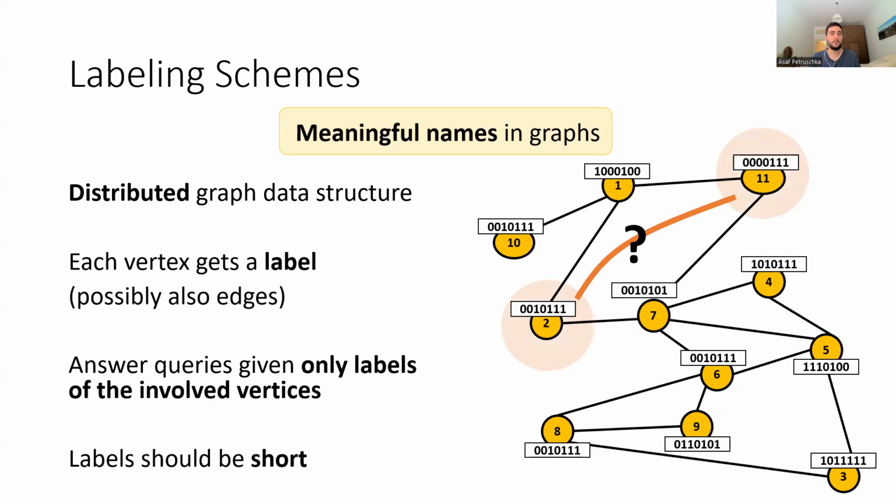And the point of the labels is to be short, meaning their bit length should be as small as possible. So what's considered short? Well, if we are allowed to have labels of n squared bits, then we can just write the entire graph inside every label, which gives a trivial solution to any labeling problem. And at the other extreme, just having unique identifiers requires log n bits. So this is about as short as we can hope to be.